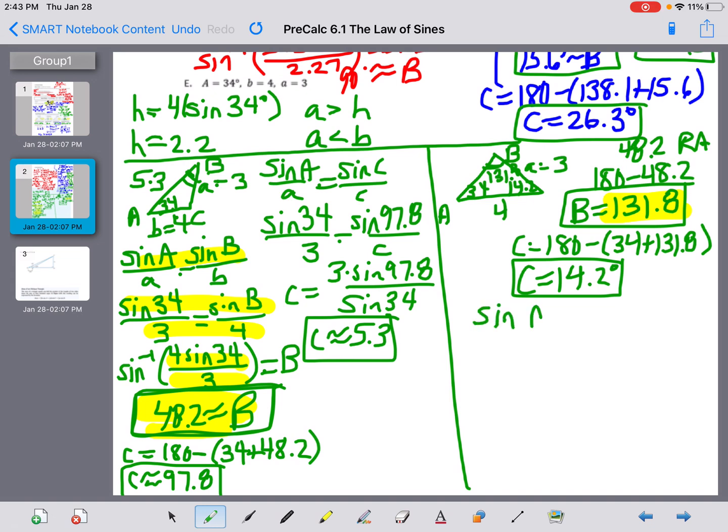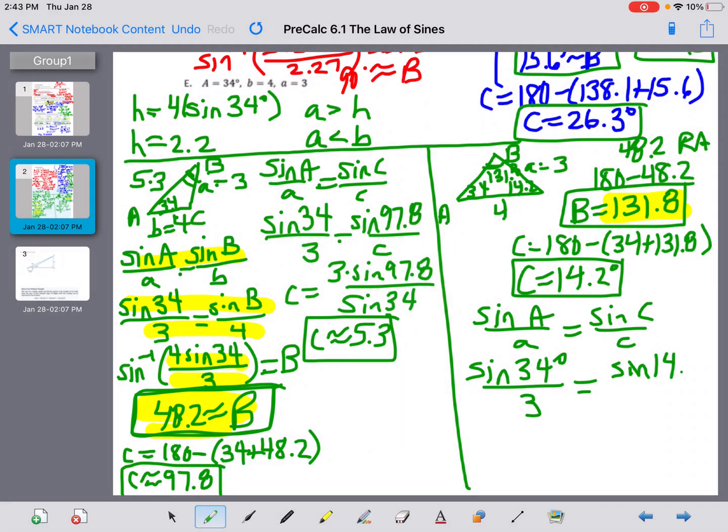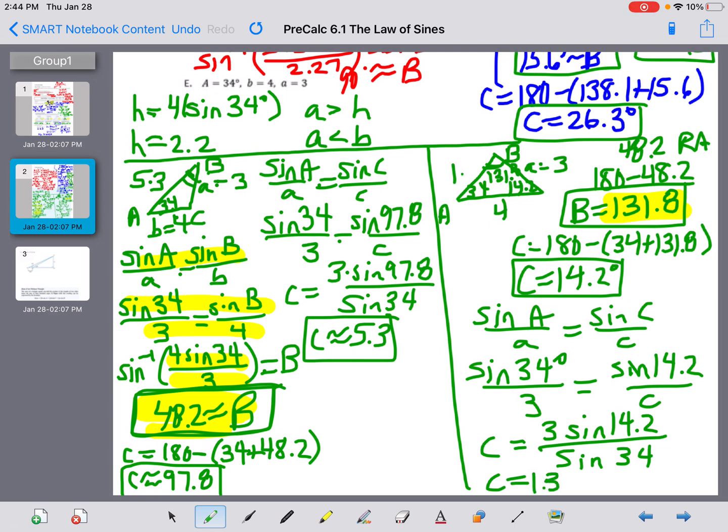So sine, I'm going to do sine A over A equals sine C over C. My A is 34 degrees, my little a was 3, my angle C is 14.2. I'm trying to get these done. Okay, so C is going to be 3 times the sine of 14.2 divided by the sine of 34. Divide that out, and I get 1.3 for my C. Much smaller than the rest, which it should be, right?